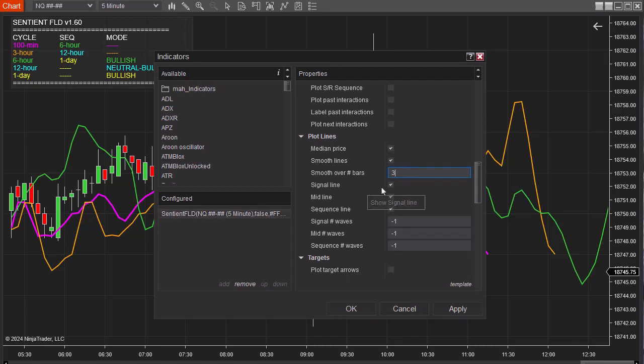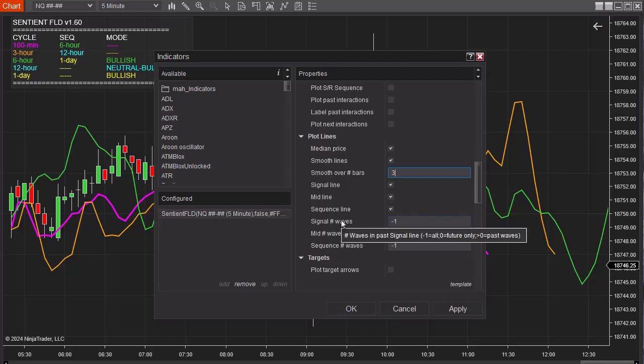You can choose to plot your signal line, your midline or your sequence line. In other words, you could turn some of these lines off. By default, all three of these lines are plotted on your chart. And now here in the signal number of waves, mid number of waves, and sequence number of waves, you can determine how much of the FLD should be plotted on your chart.